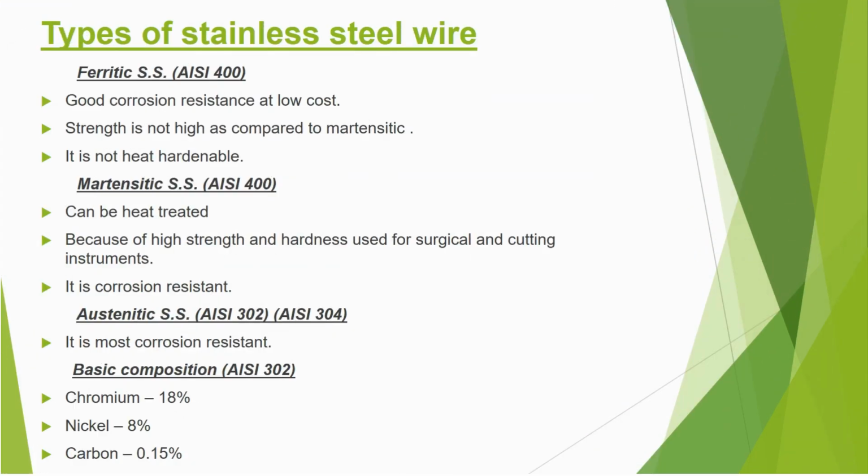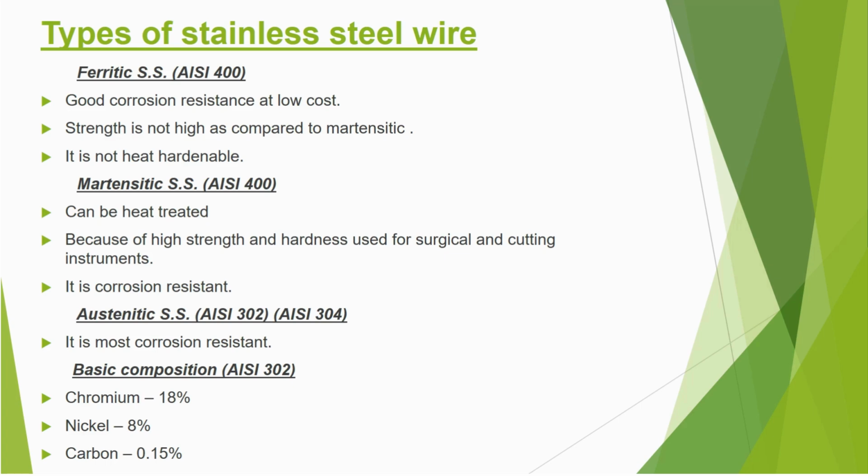Different types of stainless steel wire include ferritic stainless steel wire, which has good corrosion resistance at low cost. Strength is not high as compared to martensitic. It is not heat hardenable. Second, martensitic stainless steel wire. It can be heat treated because of high strength and hardness, used for surgical and cutting instruments. It is corrosion resistant.